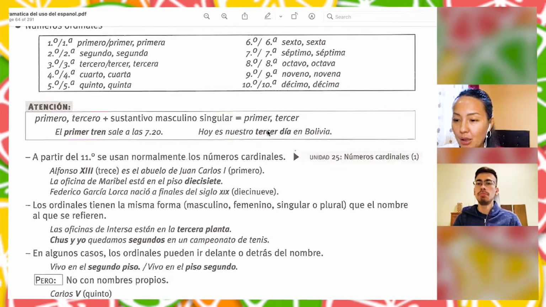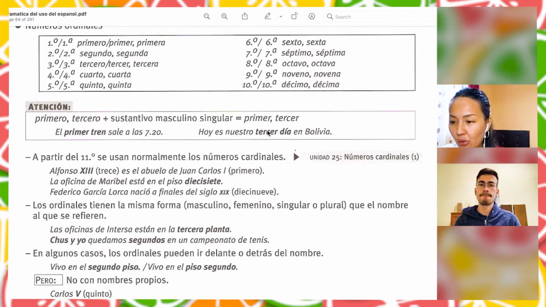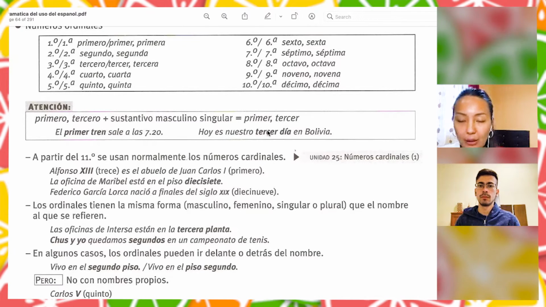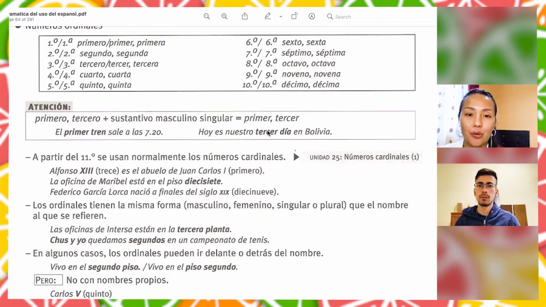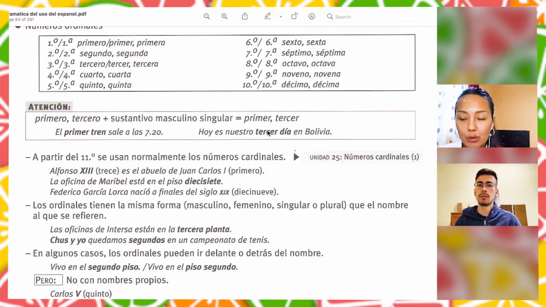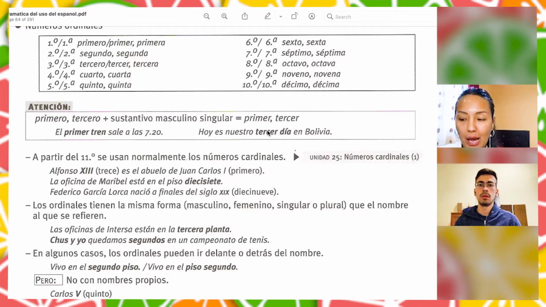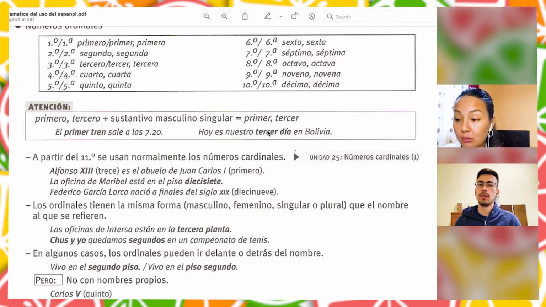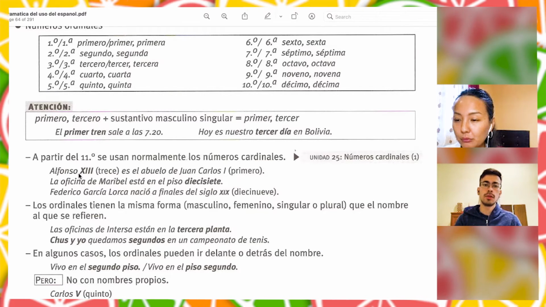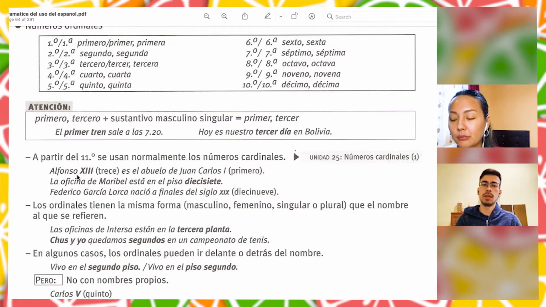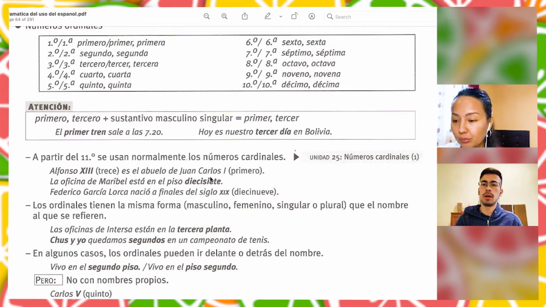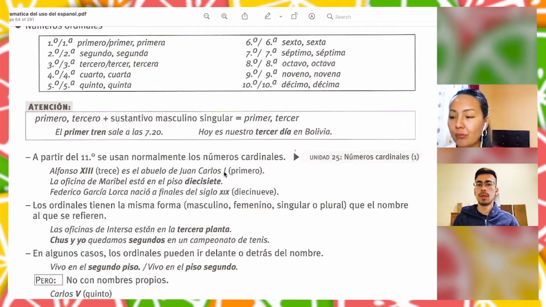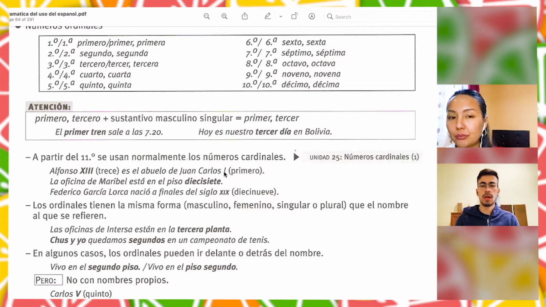Okay, and sorry, I have a question. As in English, you also use an article. Like in English, we say the first, the second. You do the same, like you use la, el? No, we don't use it. For example, here you see Alfonso 13. So we don't use any article here. Or Juan Carlos first, the first. We just say Alfonso 13, Juan Carlos primero.